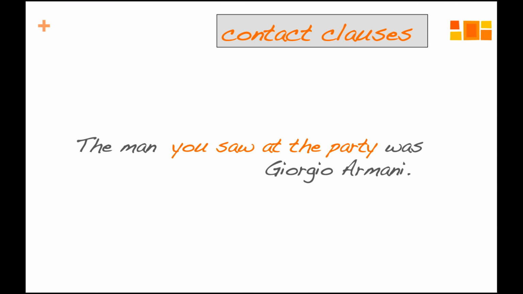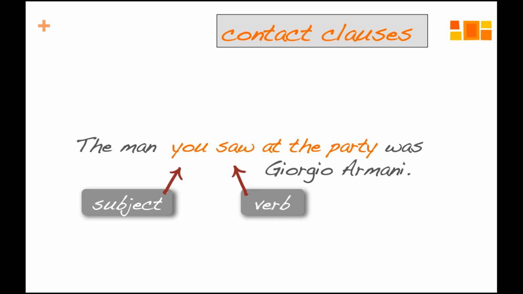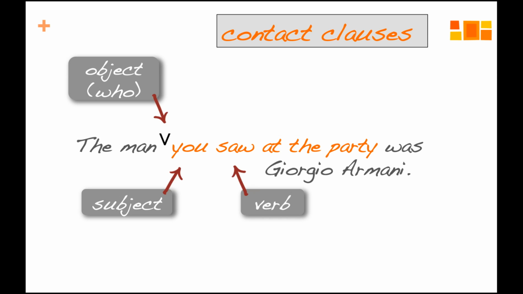Another example. The man you saw at the party was Giorgio Armani. Same thing again. Subject-verb combination: "you saw". This is your left out object here. It would be "who". The man who you saw at the party was Giorgio Armani. "Who you saw at the party", a defining relative clause. Throw out the object and make a contact clause. It even sounds nicer than the full defining relative clause. The man you saw at the party was Giorgio Armani.